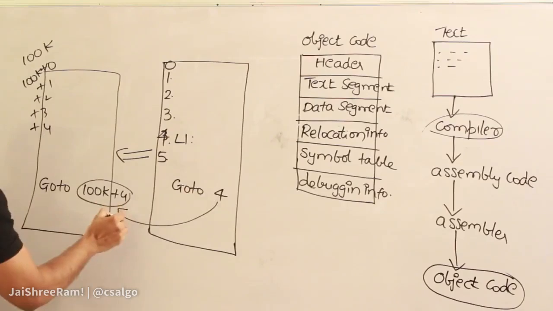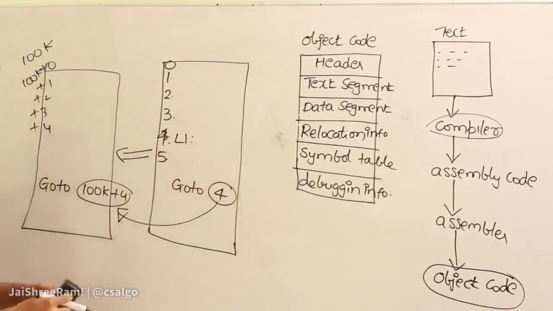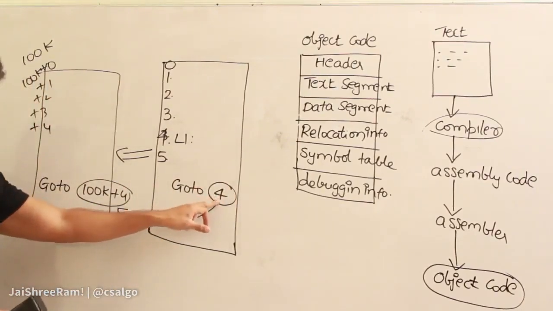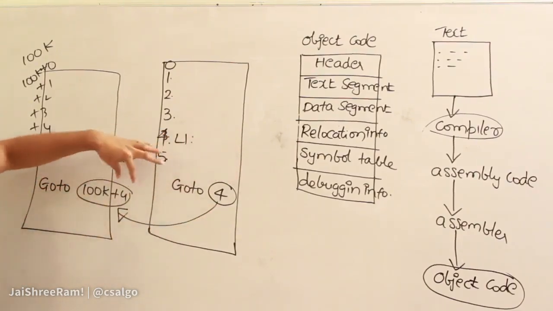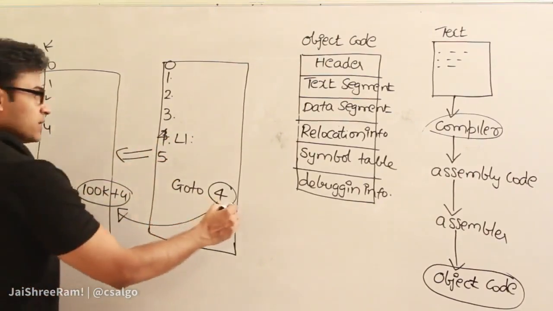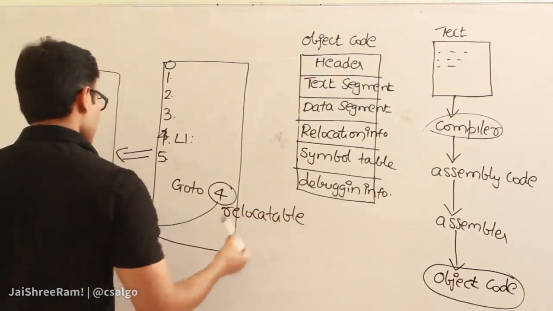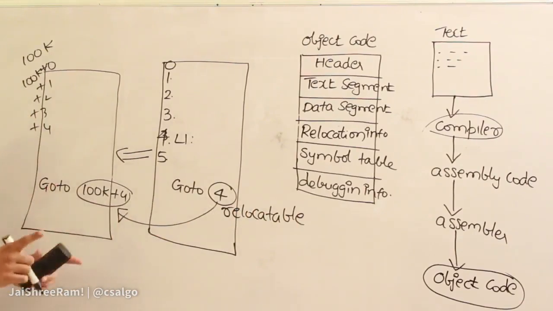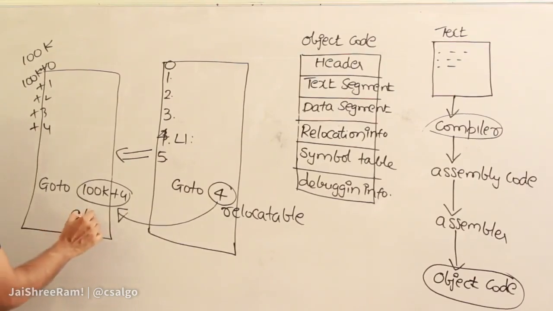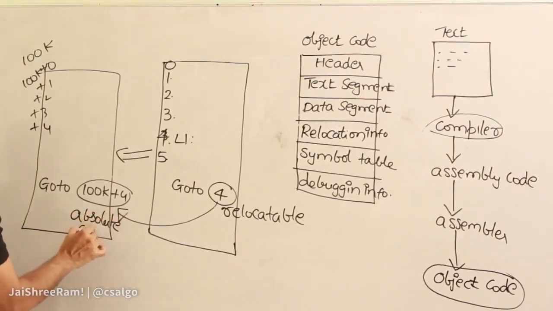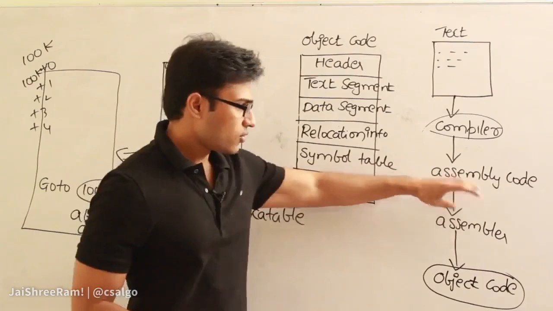This is called relocation. Got it? And this is called relocatable address. The reason is this has to be changed, that is why it is called relocatable address, and this process is called relocation. Relocation is nothing but converting one address to the other address, and the original addresses are all called relocatable addresses, and the final address which we get after we load the program into the memory is called the absolute address.